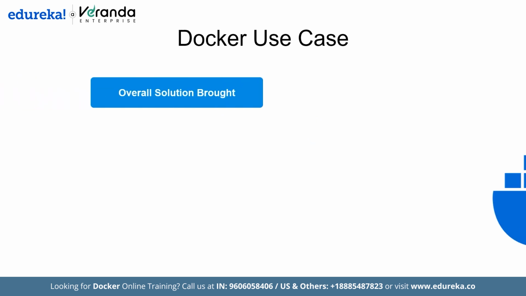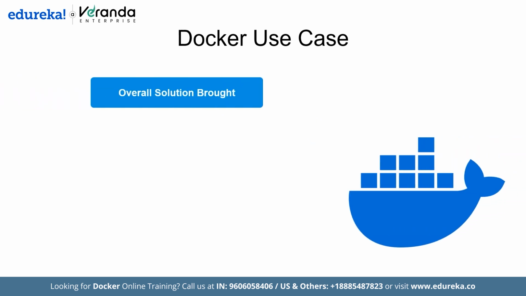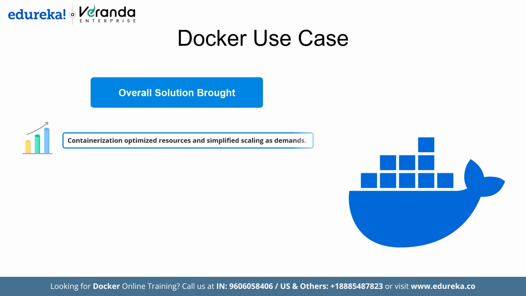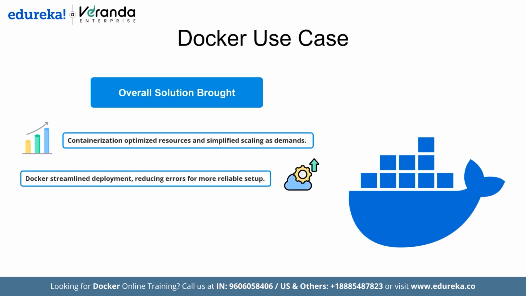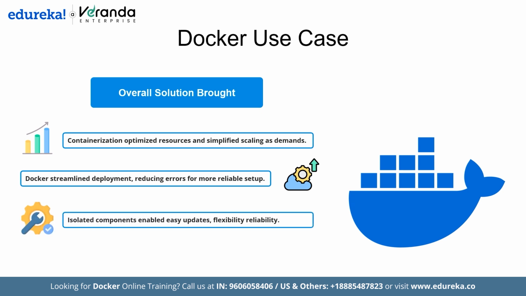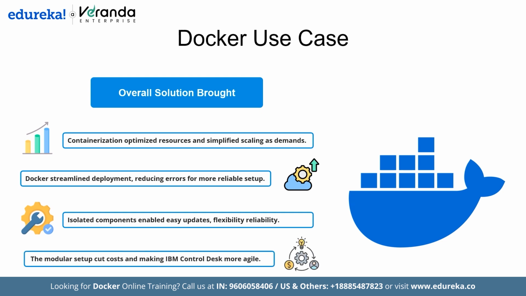Now let's see the overall solution brought. Involving Docker in IBM control desk brought a comprehensive solution by containerizing its application components, which improved resource utilization and scalability. This approach allowed faster and more consistent deployments, reducing setup errors and minimizing downtime. Docker also enabled seamless updates and maintenance by isolating different components, enhancing the system's flexibility and reliability. Furthermore, the streamlined modular architecture simplified operations, reduced operational cost, and increased responsiveness, ultimately transforming IBM Control Desk into a more efficient and agile IT service management platform.